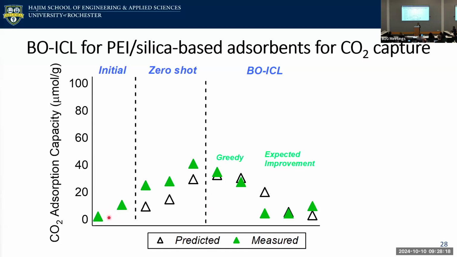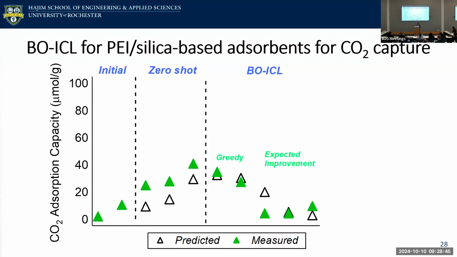We started with just the 2 initial points where we picked 2 experiments from our pool and ran the CO2 absorption capacity in just an Autochem, so just measuring how much CO2 these samples can absorb. We did a little zero-shot learning where we just had an experiment, we asked for the model's prediction, and we ran the experiment. It didn't do so well.